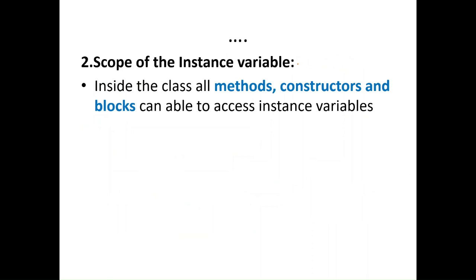Then what is the scope of this instance variable? Scope means where it can be accessed. It can be accessed in any method, constructor and blocks within that class. A local variable is within that method; this is within that class. Instance variable is like the global variable we discussed in other programming languages like C or C++. It is declared inside the class but outside the method, and can be accessed in any method in the same class. That is the scope of the variable.